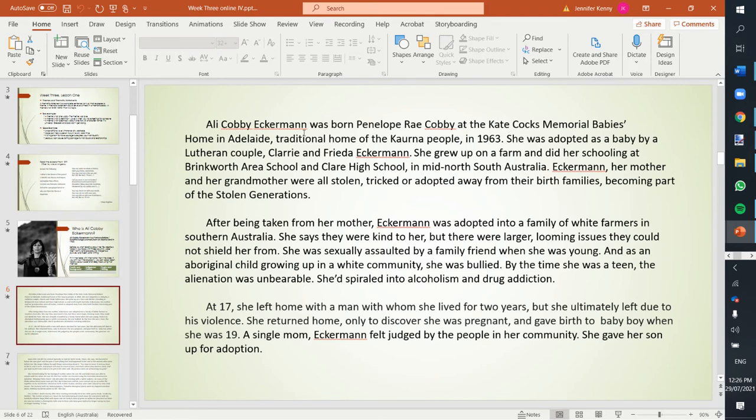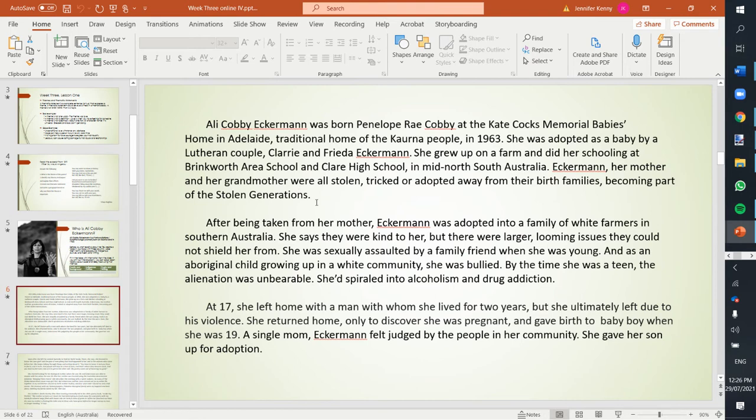Ali Cobby Eckermann was born Penelope Ray Cobby at the Kate Cox Memorial Babies Home in Adelaide, traditional home of the Kurana people, in 1963. She was adopted as a baby by a Lutheran couple, Clary and Frida Eckermann. She grew up on a farm and did her schooling at Brinkworth Area School and Clare High School in mid-north South Australia. Eckermann, her mother, and her grandmother were all stolen, tricked, or adopted away from their birth families, becoming part of the stolen generations.